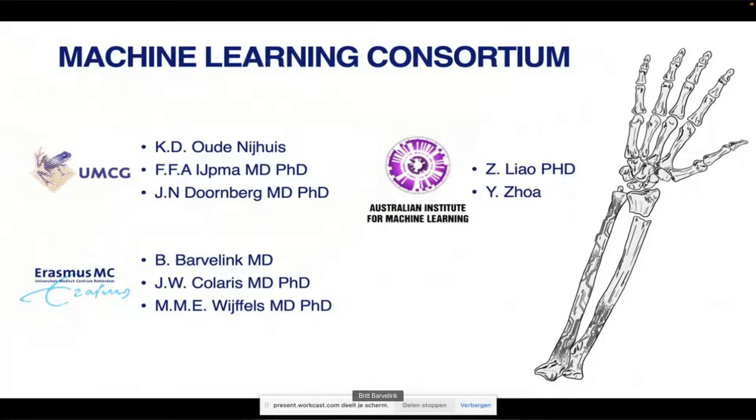The Machine Learning Consortium is a large collaborative network with people from all over the world, from the USA, Australia, to the Netherlands, England, and so on. And we focus as a consortium on implementing machine learning in orthopedic trauma. My project typically focuses on wrist fractures. And the names you see here are the doctors and computer technicians that are involved.